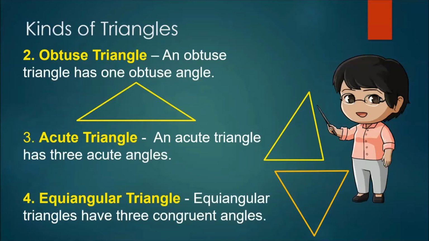Obtuse triangle. An obtuse triangle has one obtuse angle. That means it is more than 90 degrees in measure. Acute triangle. An acute triangle has three acute angles. Equiangular triangle. Equiangular triangles have three congruent angles.